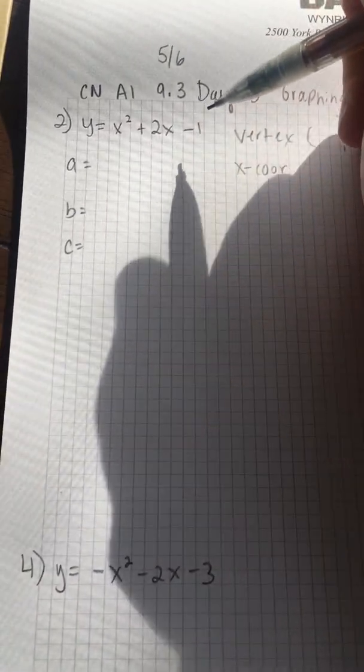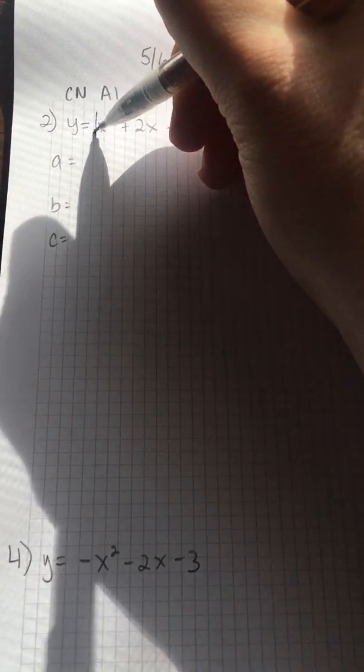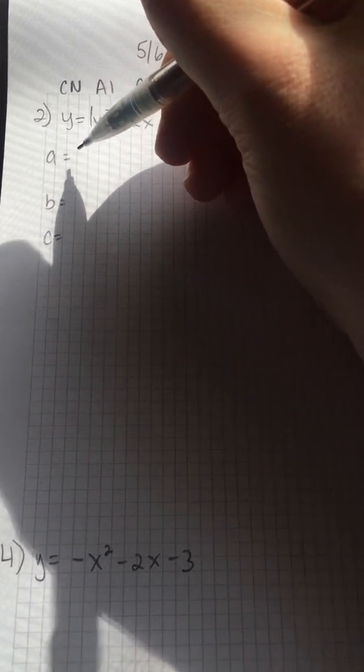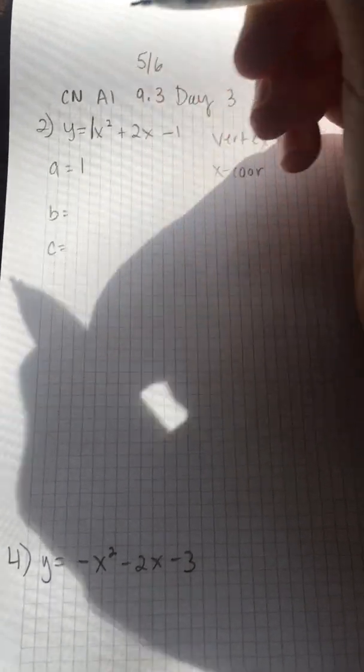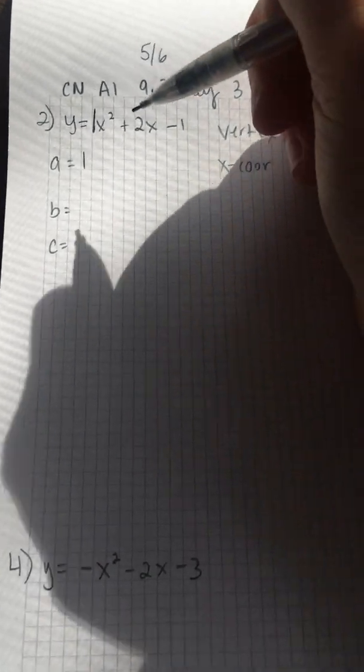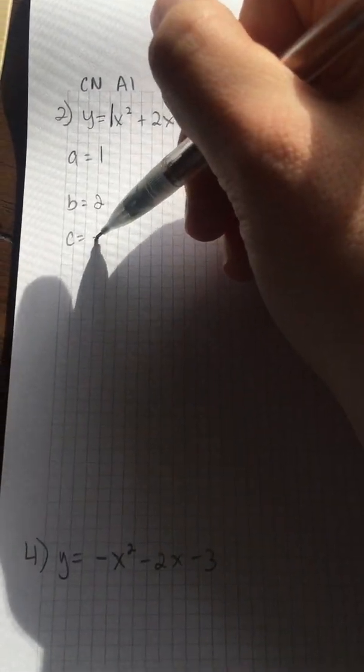So here is our function. If you don't see a number, remember it's an invisible 1. So for me, my a is 1, not 0. Most common mistake is students will put 0. Please remember that there is a 1 there. B is 2, and C is -1.